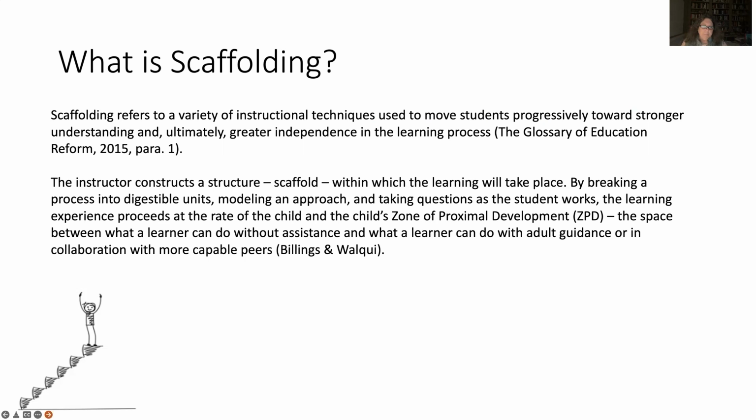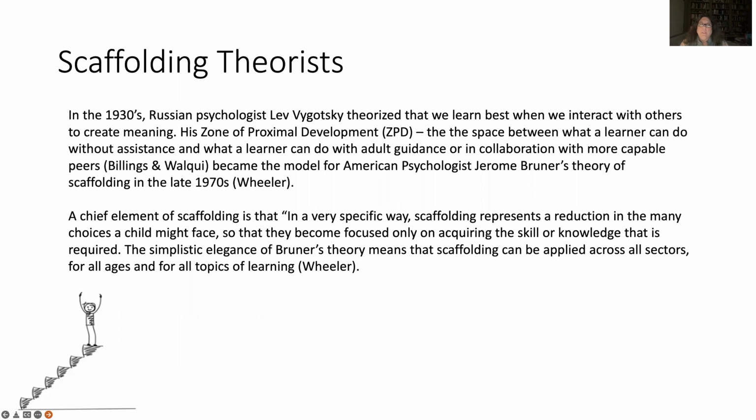through the different steps. The theorists behind scaffolding are Russian psychologist Lev Vygotsky, who in the 1930s came up with the zone of proximal development we just spoke about, and Jerome Bruner, an American psychologist who in the late 70s based his model of scaffolding on this zone of proximal development. He decided that in a very specific way, scaffolding would limit the number of choices that the learner would have to focus them on what was essential, and then they could spend their time mastering those things. I think that makes a lot of sense.